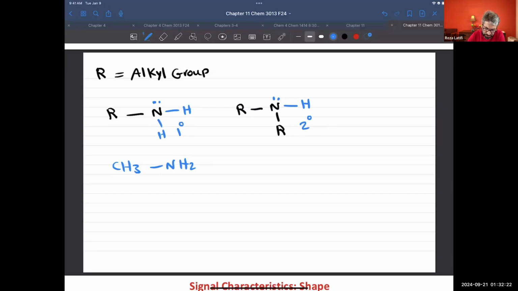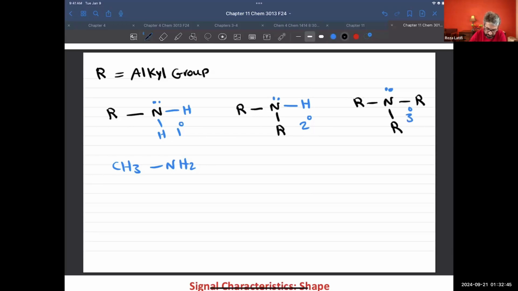And how about this? We have R attached to nitrogen, and then another R, and another R, and we do have a lone pair, and that's going to be tertiary. Tertiary amine.